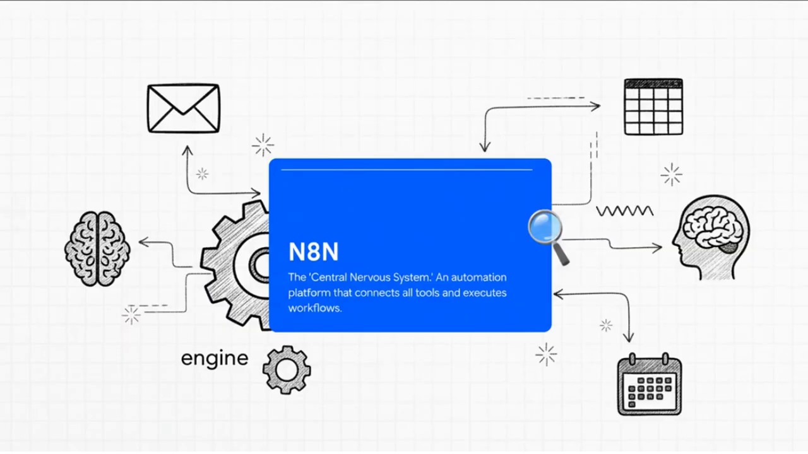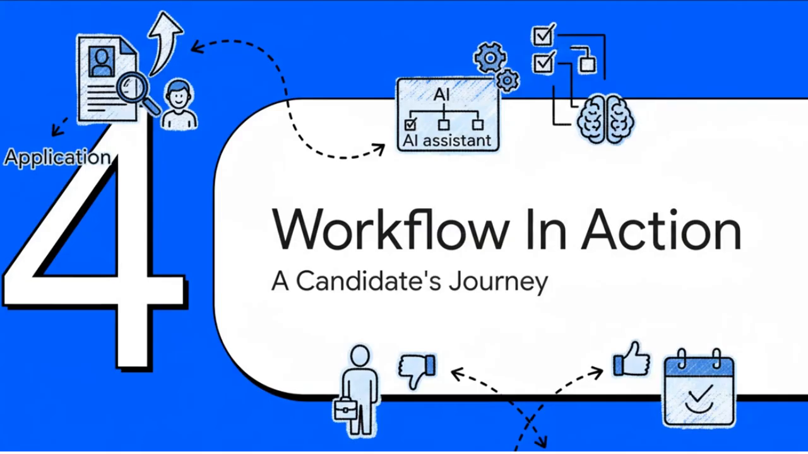And finally, the glue that holds this whole thing together, N8N. This is the central nervous system. It's the automation platform that connects Gmail, Sheets, OpenAI, and Cal.com. It's what tells each tool what to do and when to do it. It's really the engine that makes the whole system go. Okay, so we've seen all the pieces. Now for the fun part. Let's see how they actually work together in a real workflow.